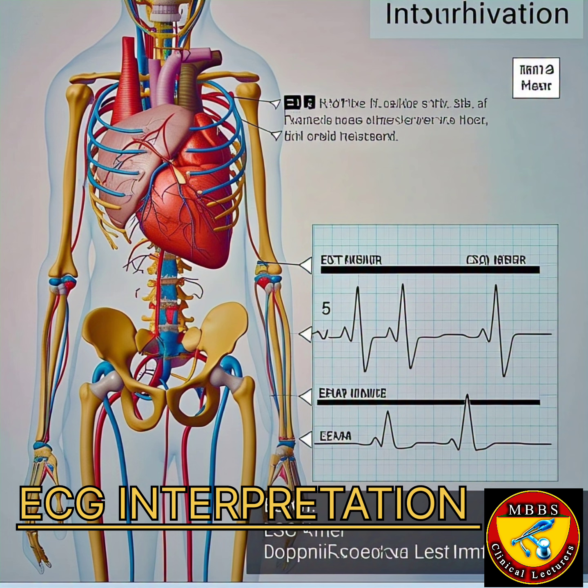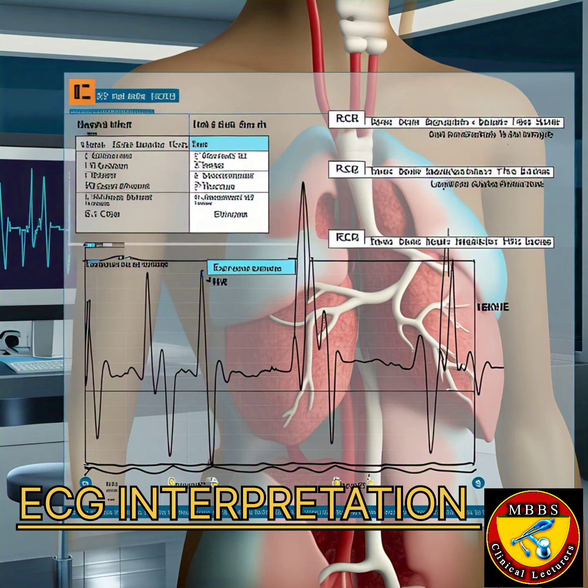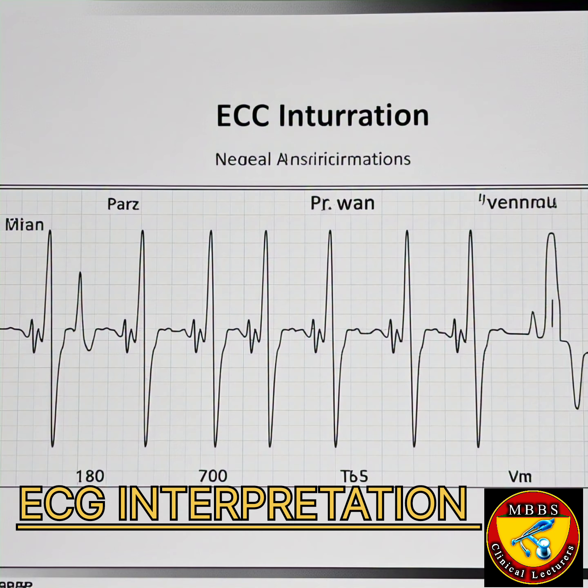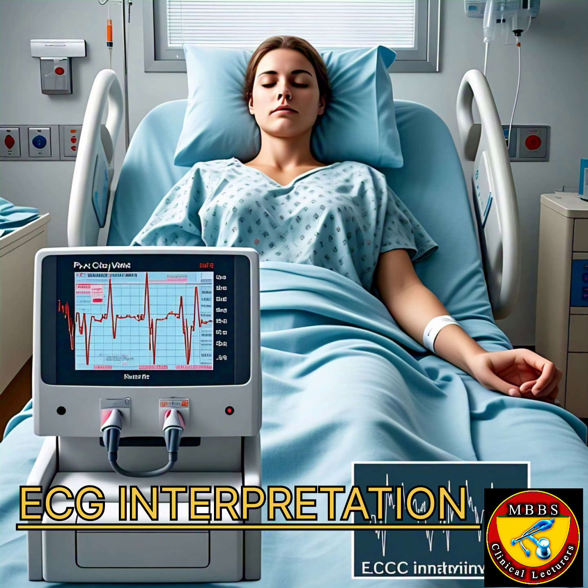Common ECG abnormalities. Arrhythmias, e.g., atrial fibrillation, ventricular tachycardia. Conduction disorders, e.g., first-degree AV block, bundle branch block. Ischemia or infarction, e.g., ST segment elevation, Q wave formation. Hypertrophy, e.g., left ventricular hypertrophy.